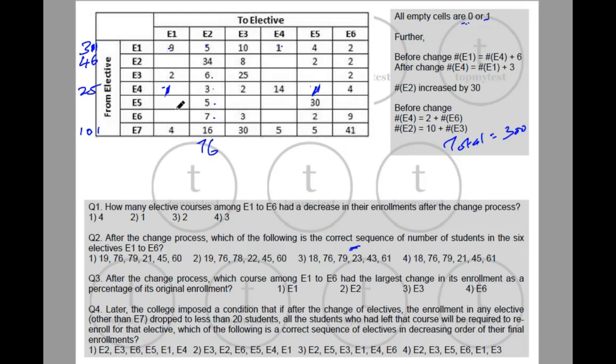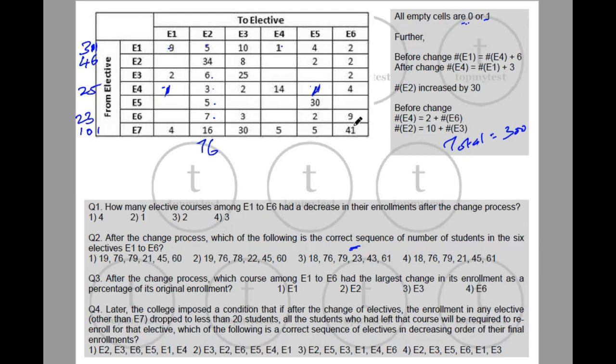Okay, what else do we have? After change, E4 became E1 plus 3. E4 became E1 plus 3. Okay, we don't know how many are there right now. Okay, we'll come back to this. Before the change, E4 was 2 more than E6. E4 was 2 more than E6. So this number would be 23, 2 more than E6.